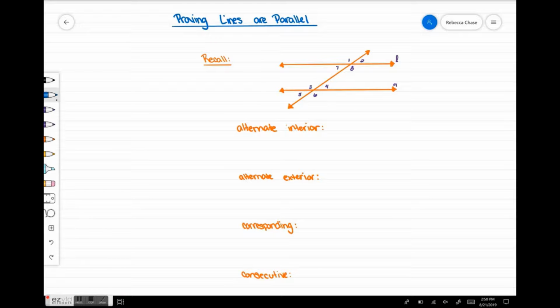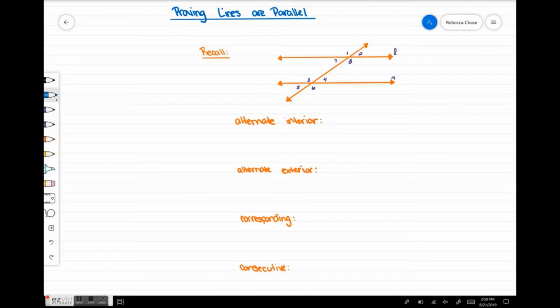Okay, so before we start into the new stuff, we're just going to recall what we went over. So remember that alternate interior are going to be on the inside and on opposite sides. Okay, so when we look at this diagram that's up above, alternate interior would be like angle 7 and angle 4 and angle 8 and 3. Okay, and we also know when we have alternate interior angles that they end up being equal. Okay, so I'm just quickly reviewing what we know about these angles.